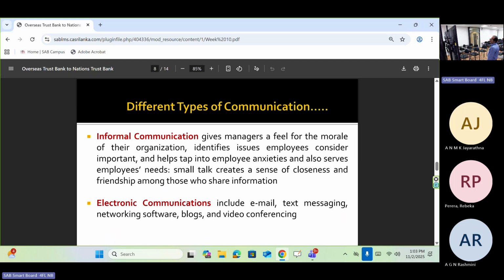Informal communication gives managers a feel for the morale of the organization's employees, no? And it helps to identify issues or problems faced by employees who consider them as important to them. And this also helps to identify top employee grievances, anxieties. And for the employees, this serves to satisfy their needs and to use their closeness, friendship, and to improve their morale. Right.